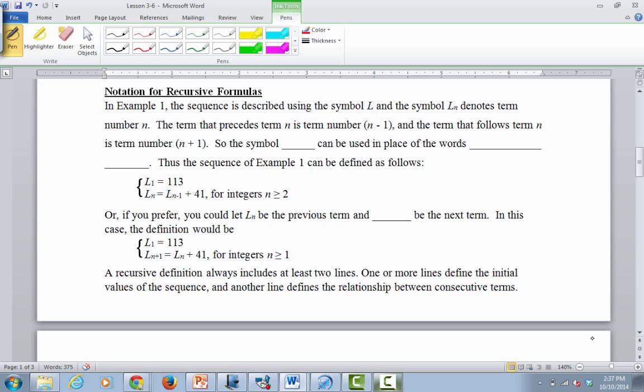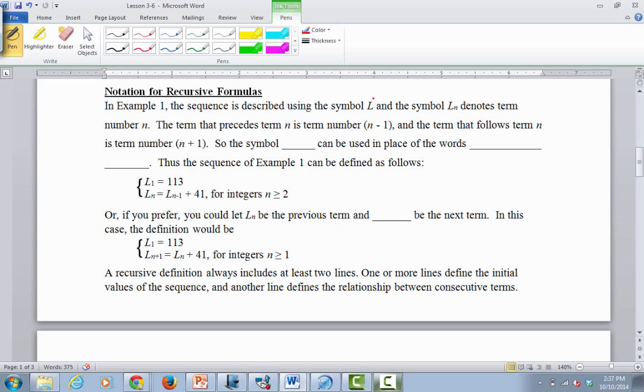So in the last example, the sequence is described by using the symbol L, and the symbol L sub n denotes term number n. So when we're looking at a sequence, we're going to say the first one in the sequence, the second one in the sequence, the third one in the sequence, and so on. So it's just telling you if it has L sub 3, that means it's the third one in the sequence, okay?